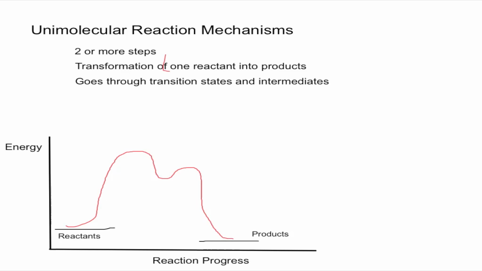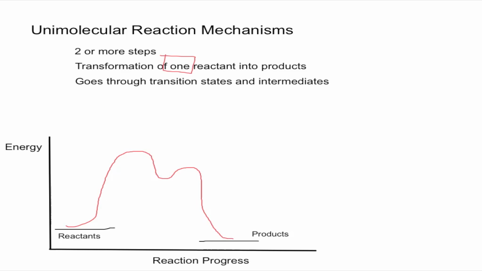So, this is what matters right here. One reactant. It goes from one into more. Unlike the bimolecular mechanisms in which they start with two reactants. These mechanisms involve two or more steps. So as you can see on the graph, compared to the bimolecular one, they have more transition states and intermediates.